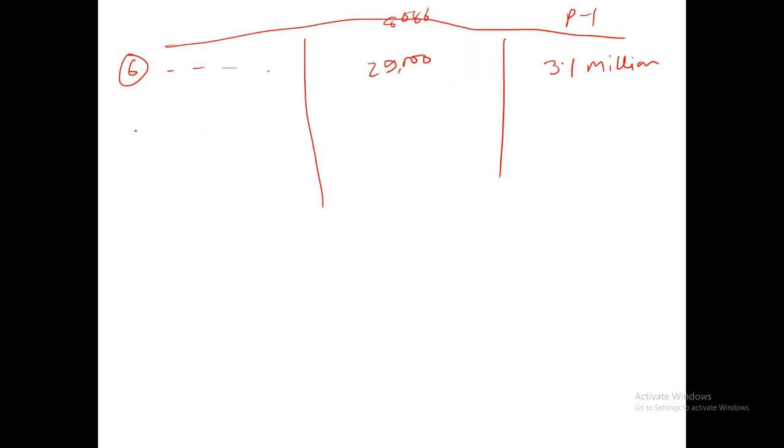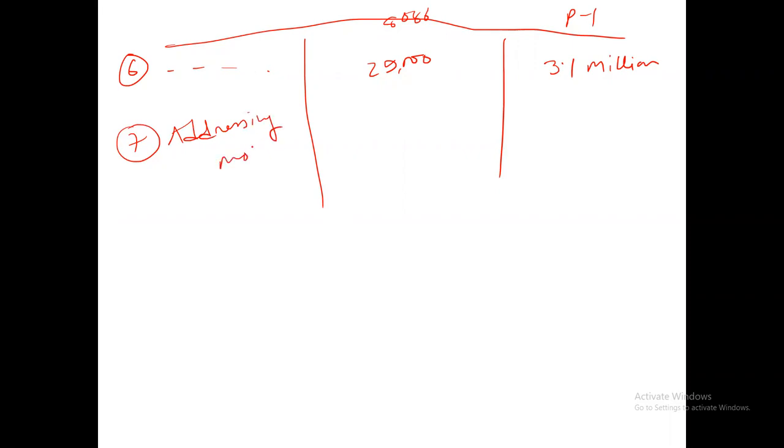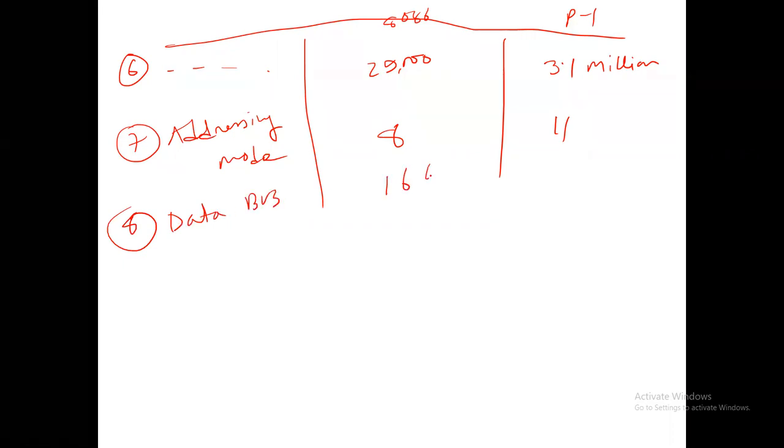Then number 7, addressing mode. The 8086 has 8 addressing modes and this has 11 addressing modes. Data bus or data line: for the 8086, the data bus is 16 bit, and this is 64 bit.